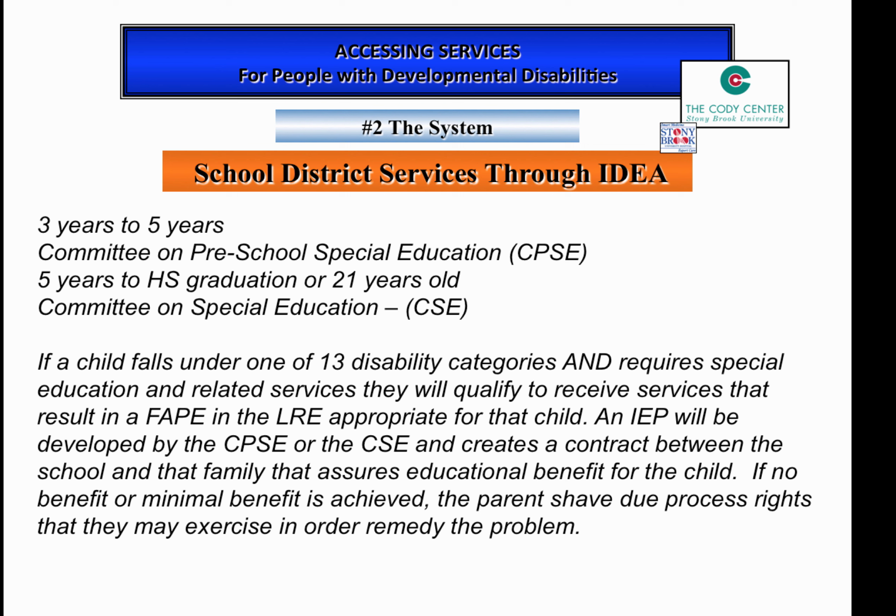If you are looking to be identified as a child with a disability under IDEA through your school district, age 5 to 21, or graduation, whichever comes first, those services are paid for with some federal pass-through money and taxpayer money from the district of residence. So it's not a county fund, it's a district of residence fund.